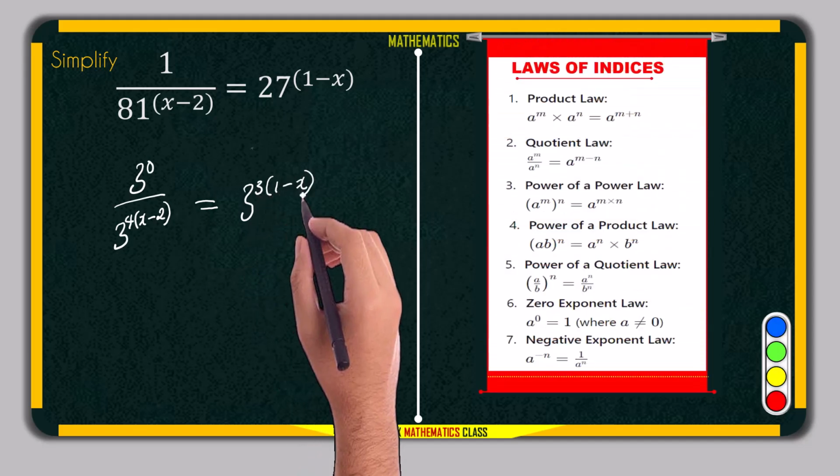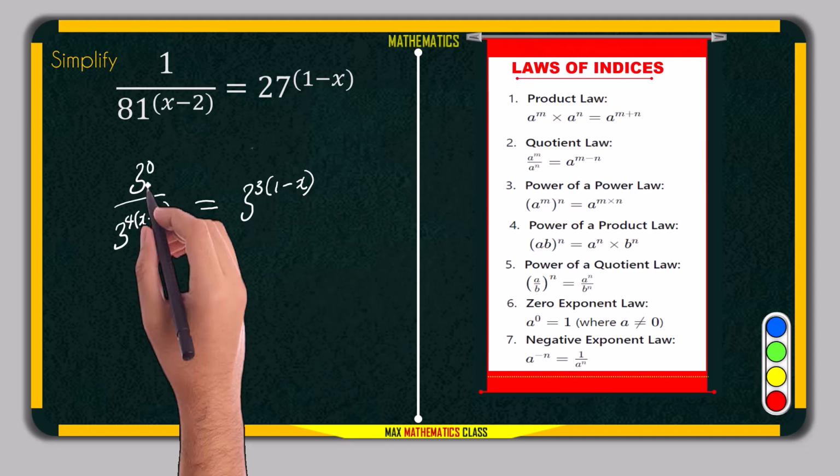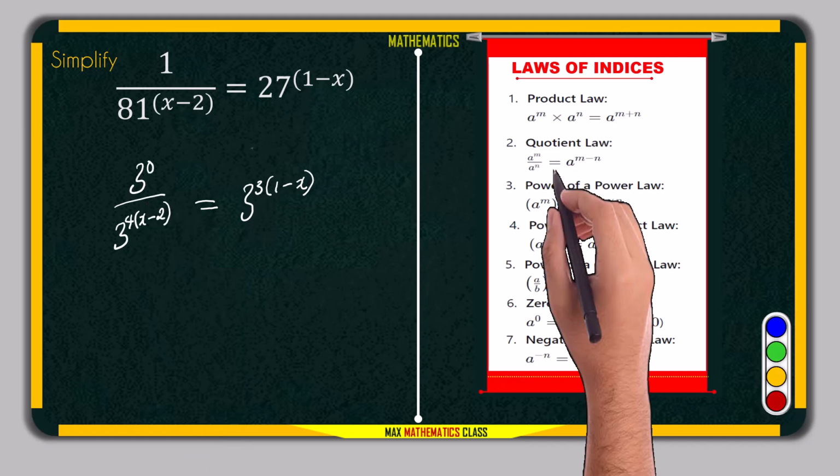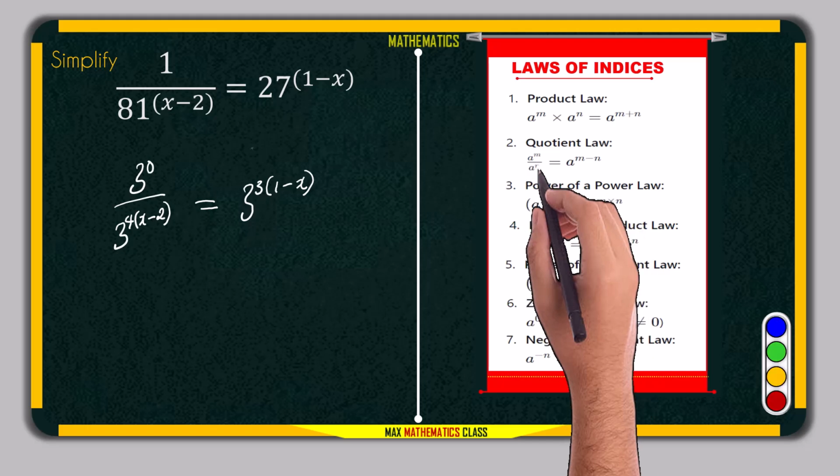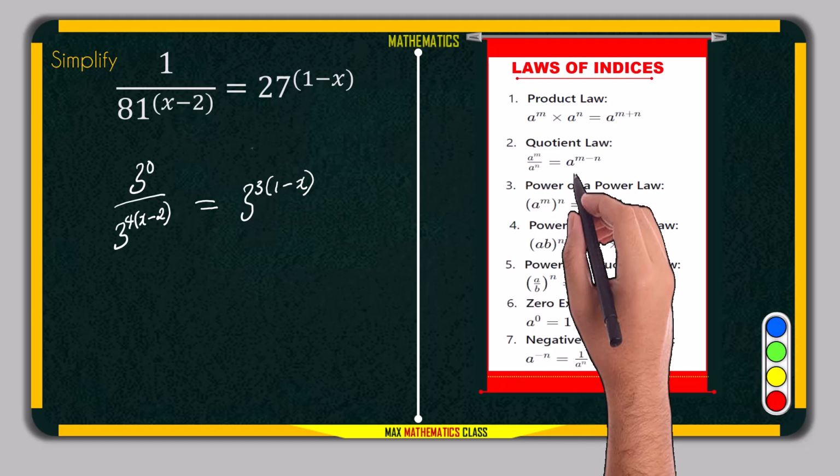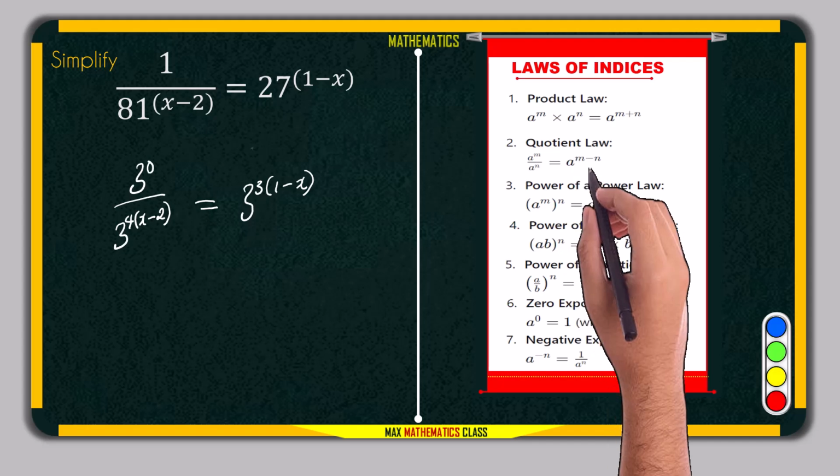Now we call this method the 0 method because this one has been converted to 3 raised to the power of 0. After this, we are going to apply the division law, or quotient law, of indices, which is the same thing as the division law of indices. So this is the law: if you have a raised to the power of m over a raised to the power of n, you are going to have a raised to the power of m minus n.